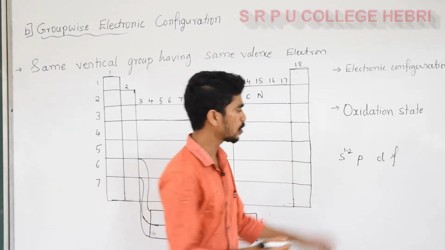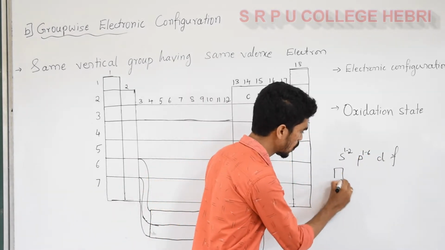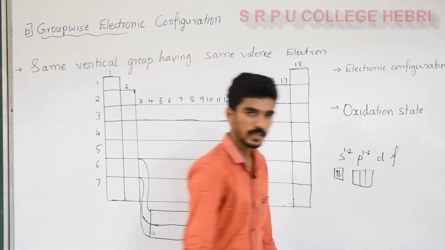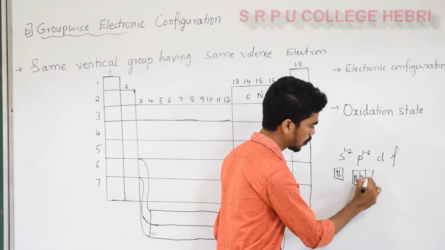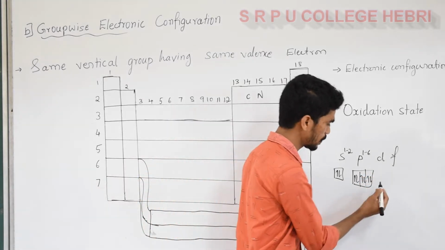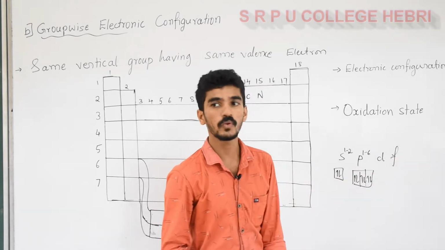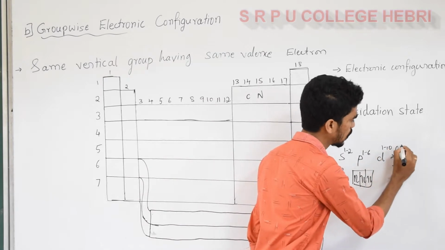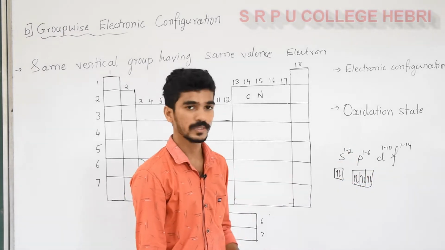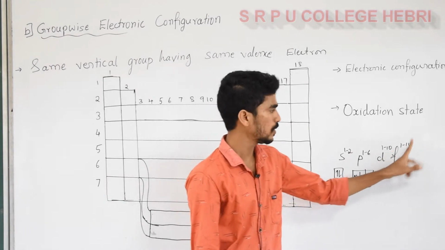What about the P capacity? The P orbital can hold up to 6. P orbital is further categorized into 3 orbitals, each holding 2, so 2 into 3 becomes 6. D has 5 orbitals, 5 into 2 equals 10. Then F should be 14. That is the maximum capacity of each orbital: 2, 6, 10, 14.